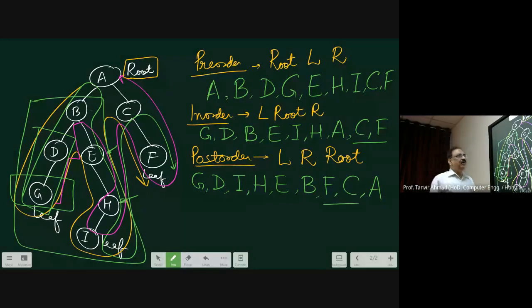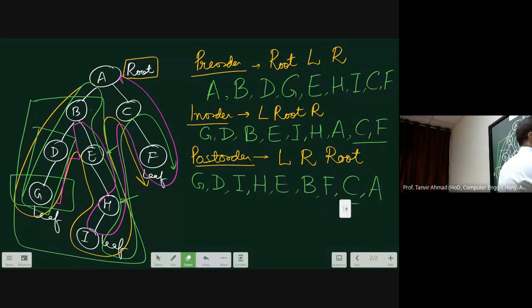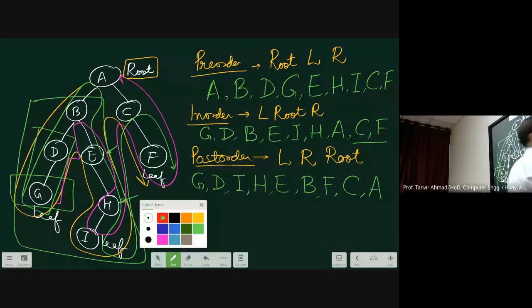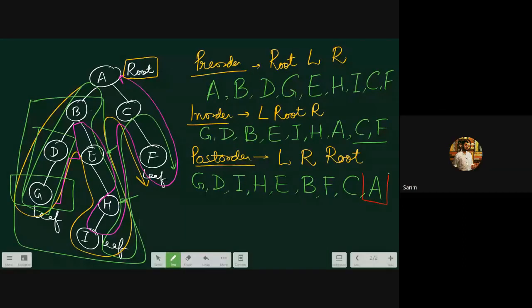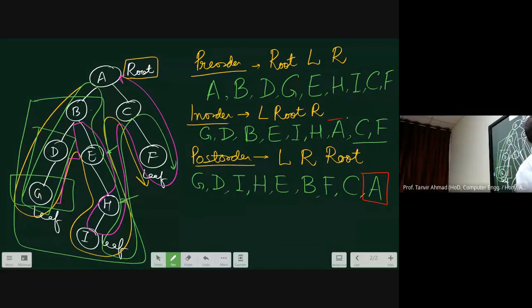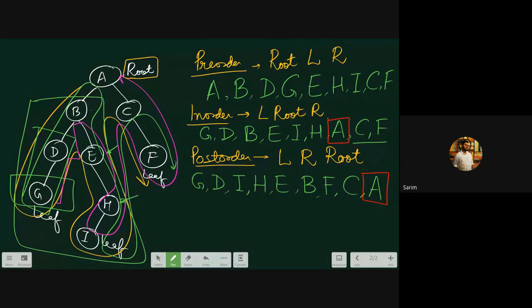Now, when I am going to write like this, you find that there are two things which are very important. One, when I am going to perform this traversal, you get that this is the root, and this is the root, and this is the root.